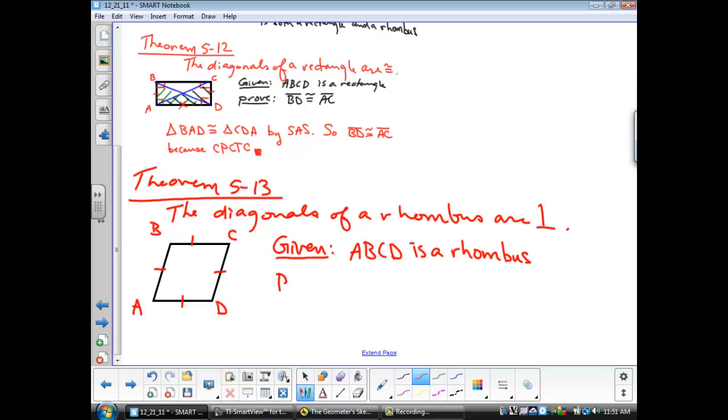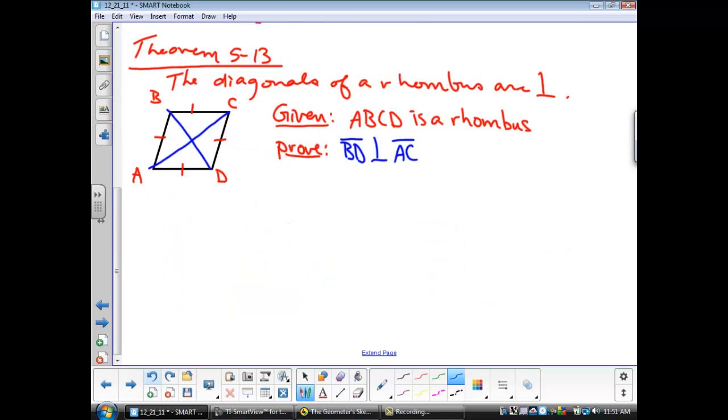And then I'm going to prove that that means that the diagonals are perpendicular. So we want to prove that BD is perpendicular to AC. And we're going to do that by proving we have congruent triangles.